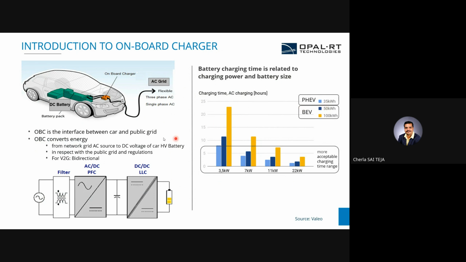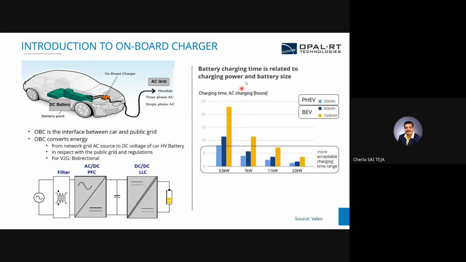Here this shows you the OBC charging times. If it is a battery electric vehicle or a plug-in hybrid electric vehicle, you can see the AC charging battery charging time is related to the charging power and battery size. If it is 3.5 kilowatt and a plug-in hybrid vehicle with a 35 kilowatt hour battery capacity, it will take around 7 hours for charging. But if it is a 100 kilowatt hour battery electric vehicle, the AC charging port will take around 20 hours to fully charge the battery.